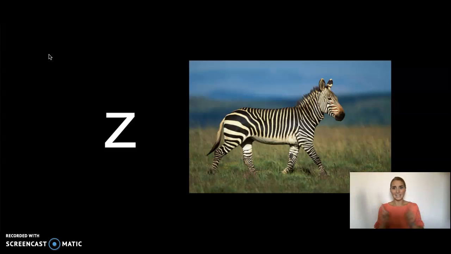But wait a second. We are not going to be looking at Z's today. There's another sneaky letter that's going to make this sound today. Do you remember what letter that is? Today, when we see the S at the end of the word, it's going to make the Z sound. Are you ready, reading detectives? Let's get started.